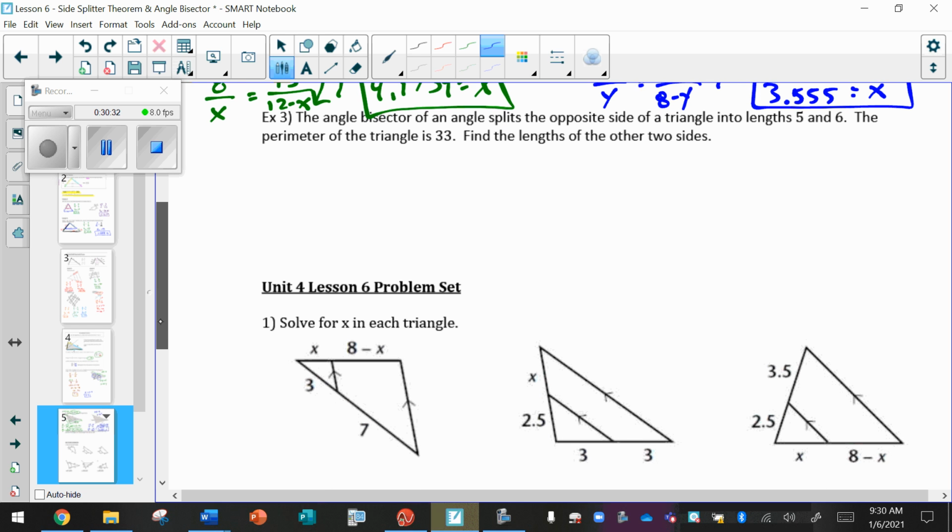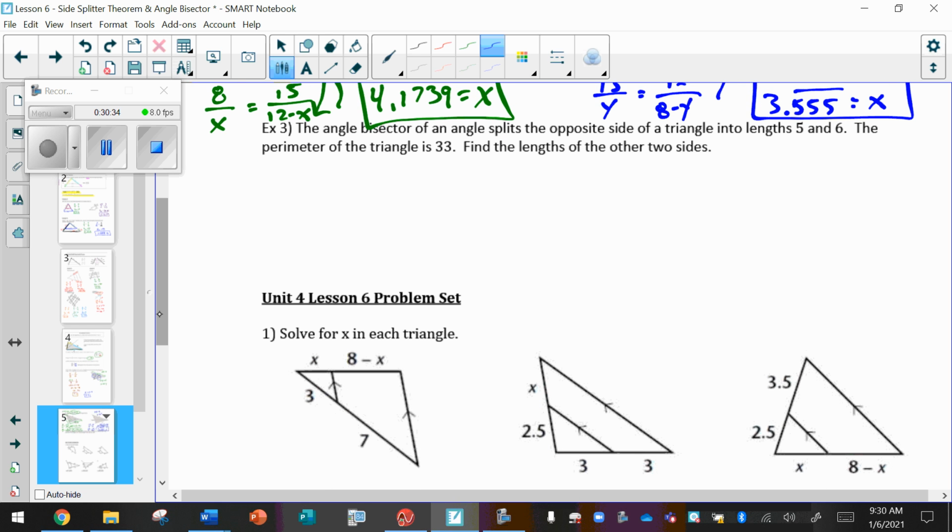Last problem, example number 3 here, doesn't give us a diagram, so we're going to make our own. So it says the angle bisector of an angle splits the opposite side of a triangle into lengths 5 and 6. The perimeter of the triangle is 33. Find the lengths of the other two sides. So this is going to be a very similar setup to what we're doing, except the x and the y are going to be in a different location.